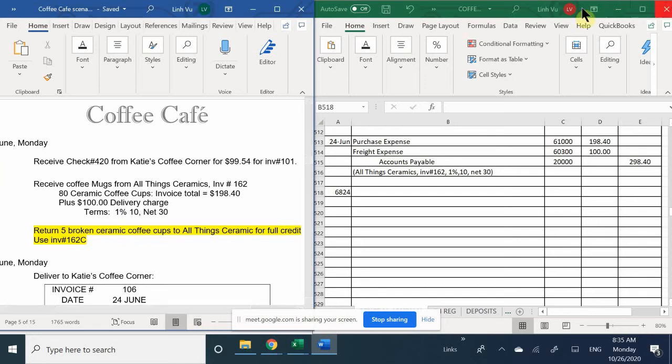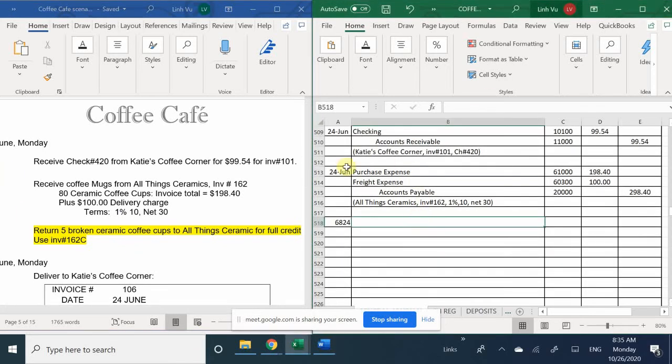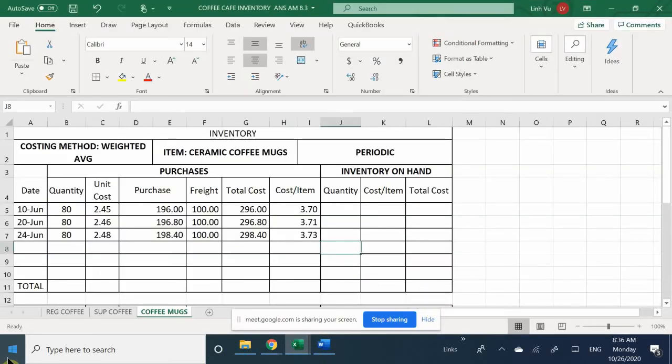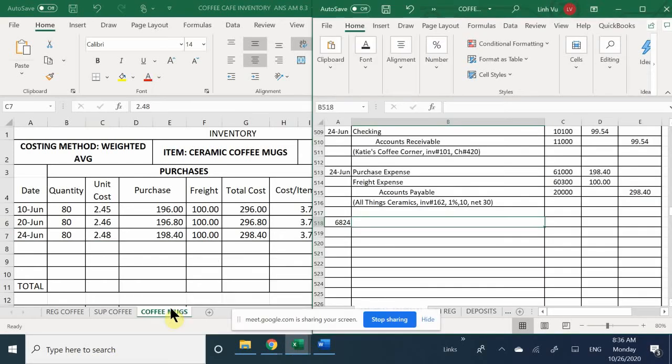So let's go ahead and review our previous transactions. Here we received our inventory, right? We paid by account. And the cups, we can look at the inventory worksheet or the previous one. They were 246 each, we can check our inventory worksheet for that. Let's see. Inventory worksheet, they were 248. Okay, 248.